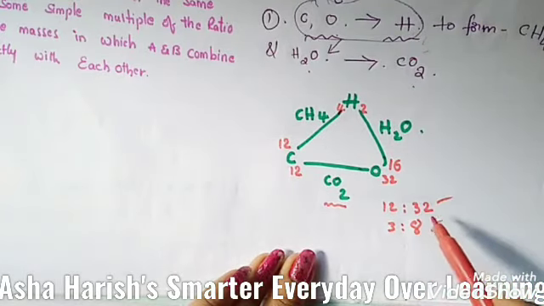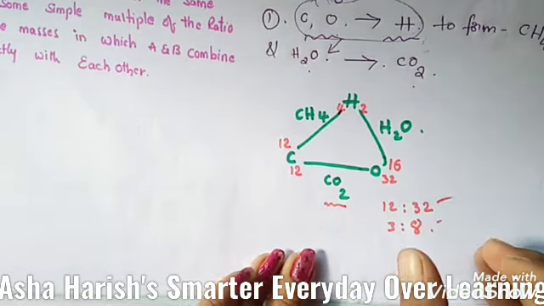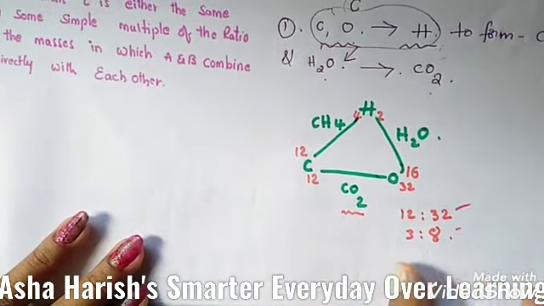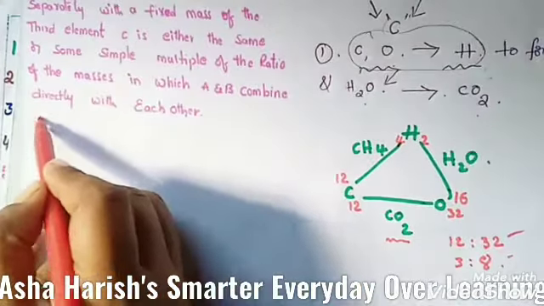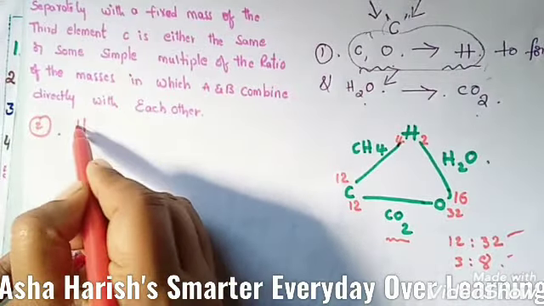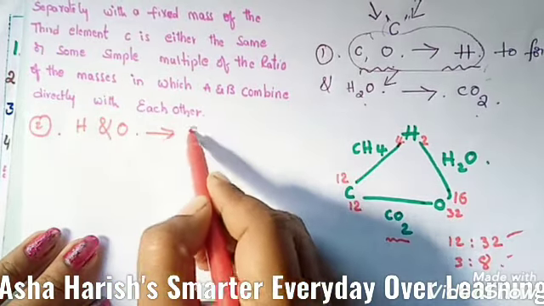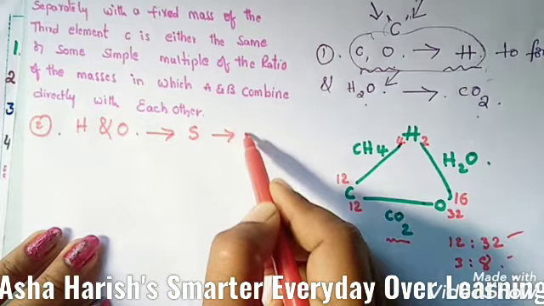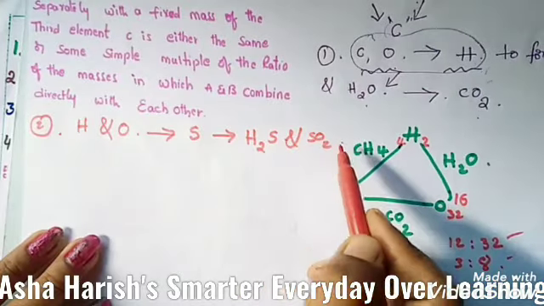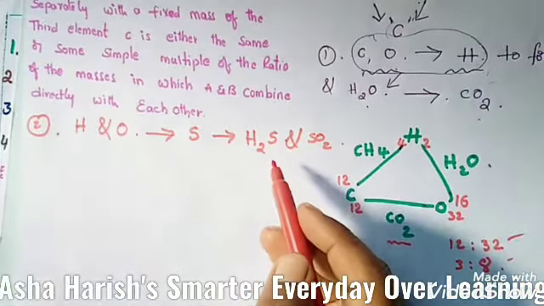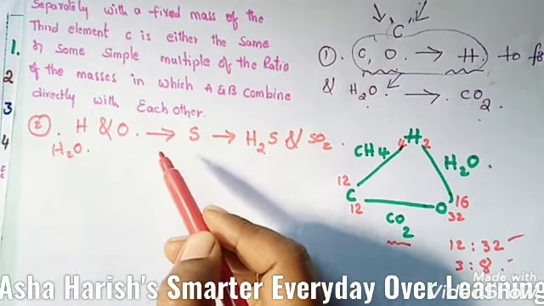Okay, this is the first step in the illustration of this law of reciprocal proportions. Now let's see the second case. Suppose in case 2, the elements hydrogen as well as oxygen combine separately with a third element, sulfur, leading to the formation of hydrogen sulfide H2S and SO2, and they combine directly with each other to form H2O. Okay, these are the main elements.